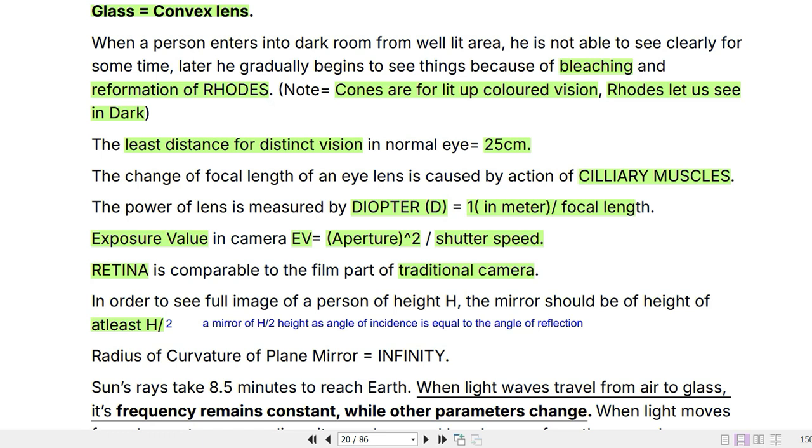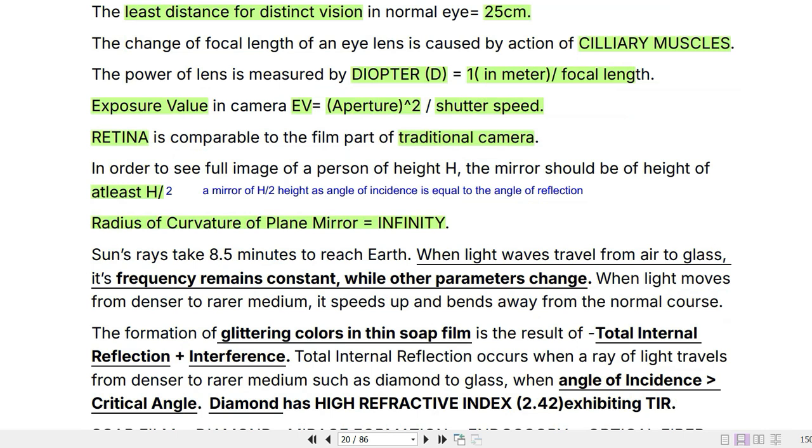Moving on, the radius of curvature of a plane mirror is infinity. And the sun's rays take about 8.5 minutes to reach Earth. And when light waves travel from air to glass, which is a denser medium, its frequency remains constant while other parameters change. When light moves from denser to rarer medium, it speeds up and bends away from the normal. Okay, that I know. But glass is a denser medium, right? So when light waves travel from air to glass, its frequency remains constant while the other parameters change.